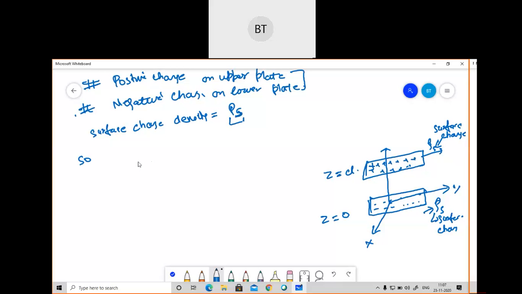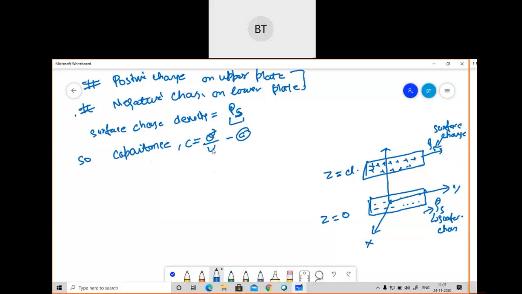So with the surface charge density, what will the capacitance be? The capacitance C will be equal to Q by V. This is our equation A, and this is our capacitance. We have already derived this value of capacitance. The capacitance I am representing by C, Q is the charge, and V is the potential difference.